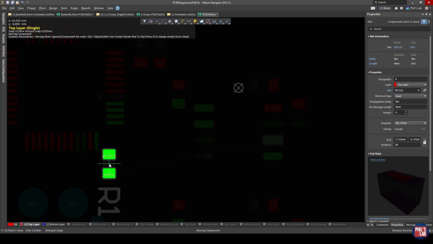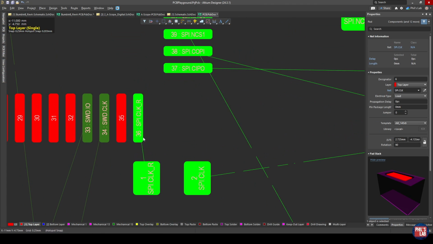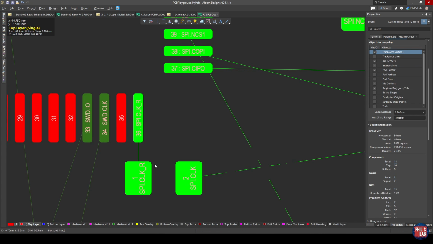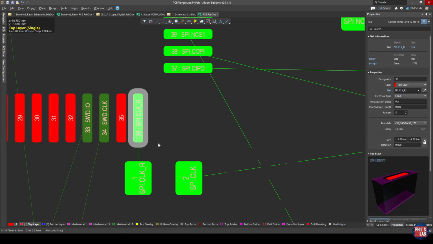I want to place my series termination resistor at the host controller output. In this case, this is pin 36. That's why I place my series termination resistor as close as is reasonable. In this case, of course, I'm not particularly space constrained, as close as is reasonable to this output pin 36.